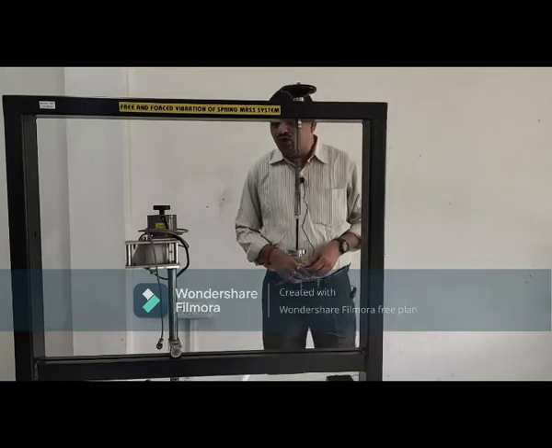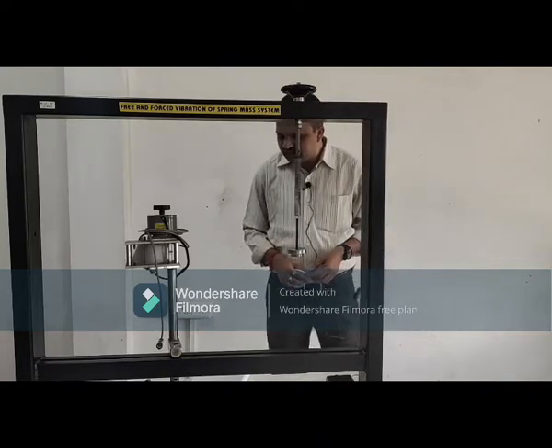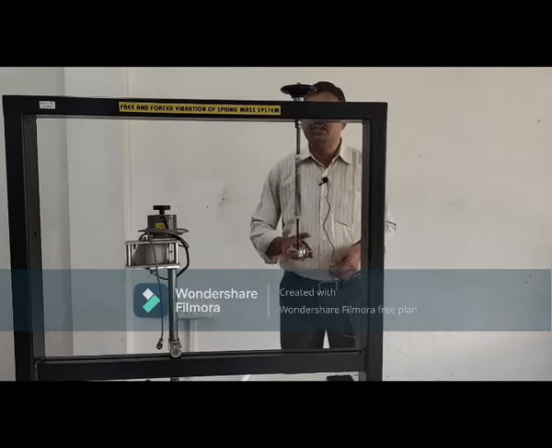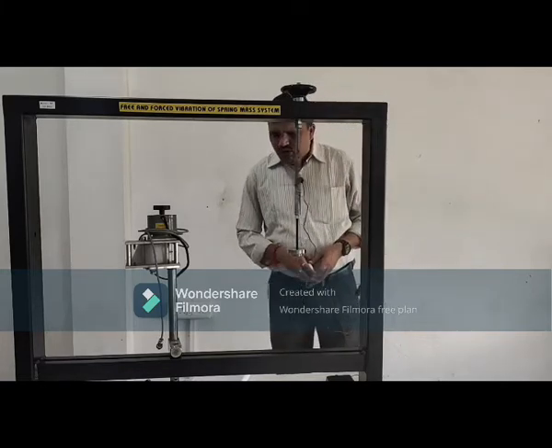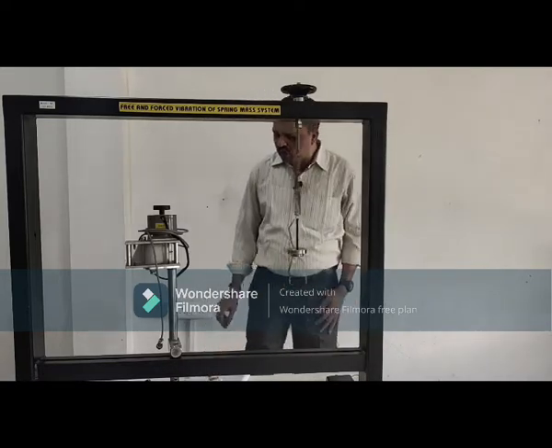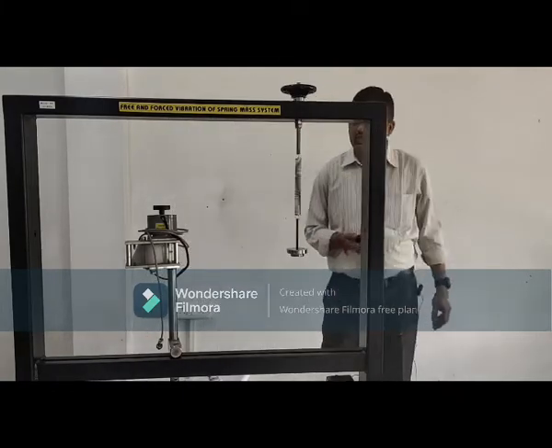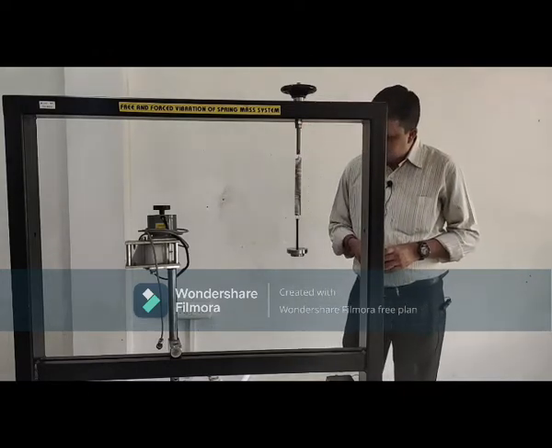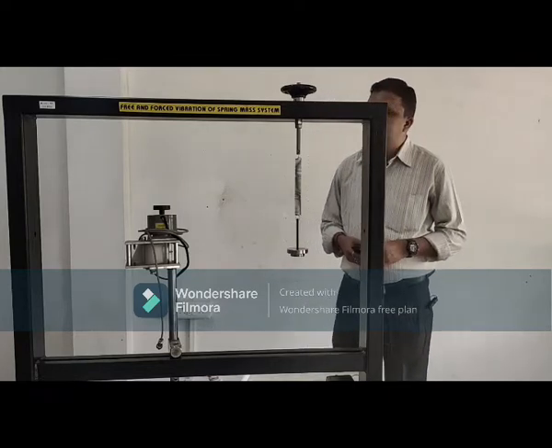We need to measure the static deflection. The static deflection is nothing but the change of length, the difference between the stretched length and the unstretched length. Now for 20 oscillations, what is the time taken? We have to note the time taken for 20 oscillations, so that we can calculate the experimental natural frequency of the free vibrations of the spring mass system.